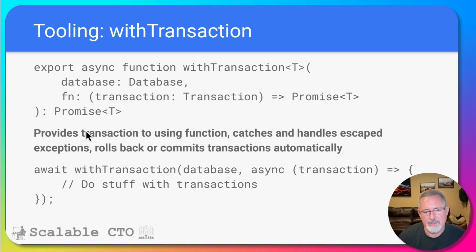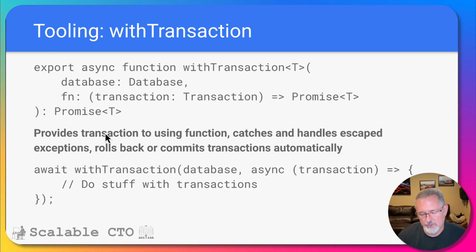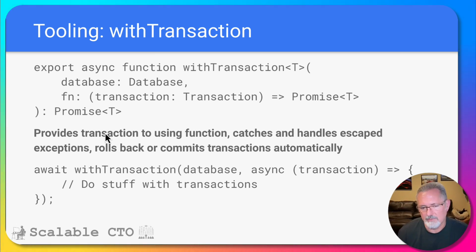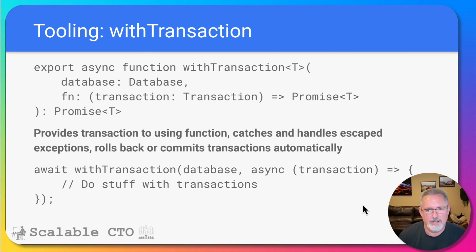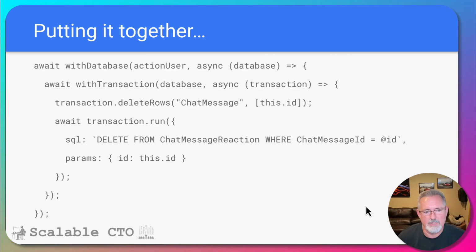The nice thing about this is it handles catching any escaped exceptions. It handles rollback and commit automatically. There's also some complex logic around retry and around what happens if you catch an exception during the commit versus during the actual operation of the function, and all that's handled with transaction. So the bottom line is it means all of our database code looks like this. You do an await with database, and inside of that, if you're doing a transaction, you do an await with transaction, and then you just do your transaction stuff, and that's it, and you exit.